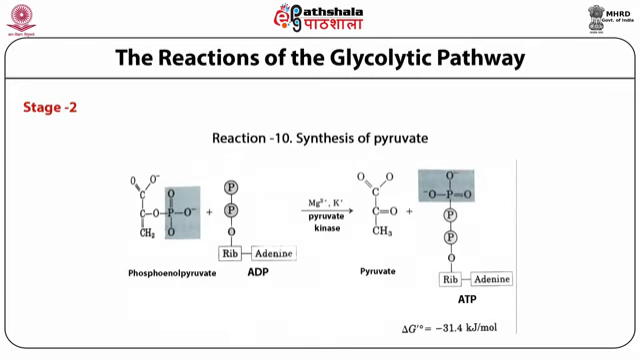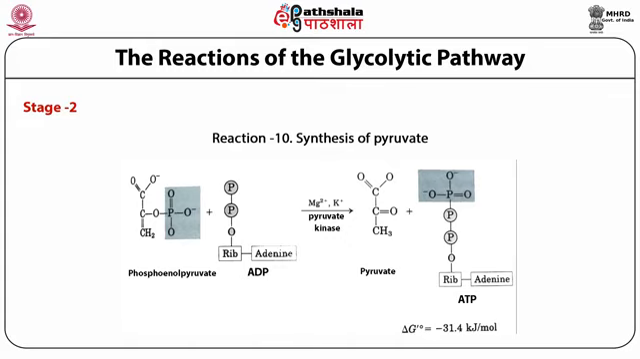This is reaction 10 of stage 2, synthesis of pyruvate. This last step in glycolysis is catalyzed by the enzyme pyruvate kinase, the formation of ATP from ADP at the expense of the high energy phosphoenol bond of phosphoenol pyruvate. This step is also an important site of regulation.